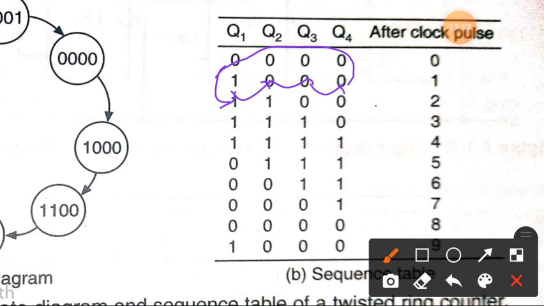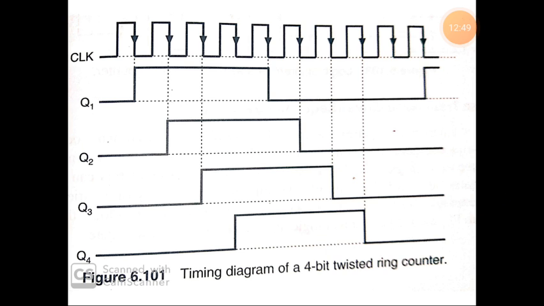So next 1 1 1 0, then 1 1 1 1, then again the complemented output of the last will be given to the first input. So the inverted output of 1 is 0, the remaining are shifted to the right, so that is 0 1 1 1. Then on the 6th clock pulse it is 0 0 1 1, on the 7th clock pulse 0 0 0 1, and on the 8th clock pulse again it reaches the initial state. Then this sequence will be continued, and the corresponding timing diagram of the clock pulse is given here.